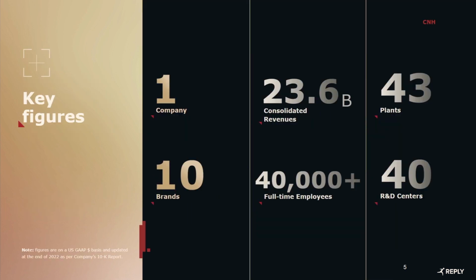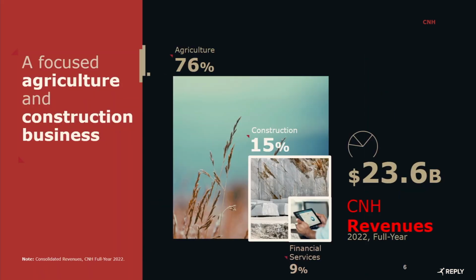Some number about CNH. I said before, 1 company, 10 different brands. For the year 2022, 23.6 billion of revenue all around the world, and more than 40K employees, and 43 plants all around the world. About the revenue, most of the revenues come from the agriculture sector, approximately the 76%. Then there is the construction with the 50%, and finally, the financial services. The focus on this speech will be on the data platform that contain information related to the agriculture sector.